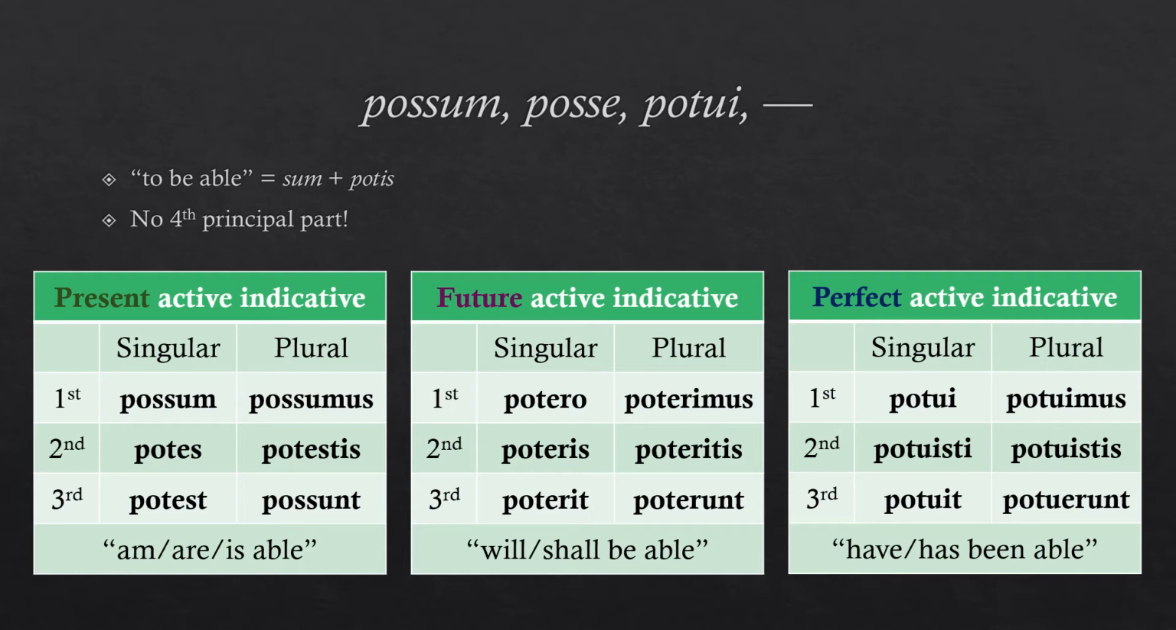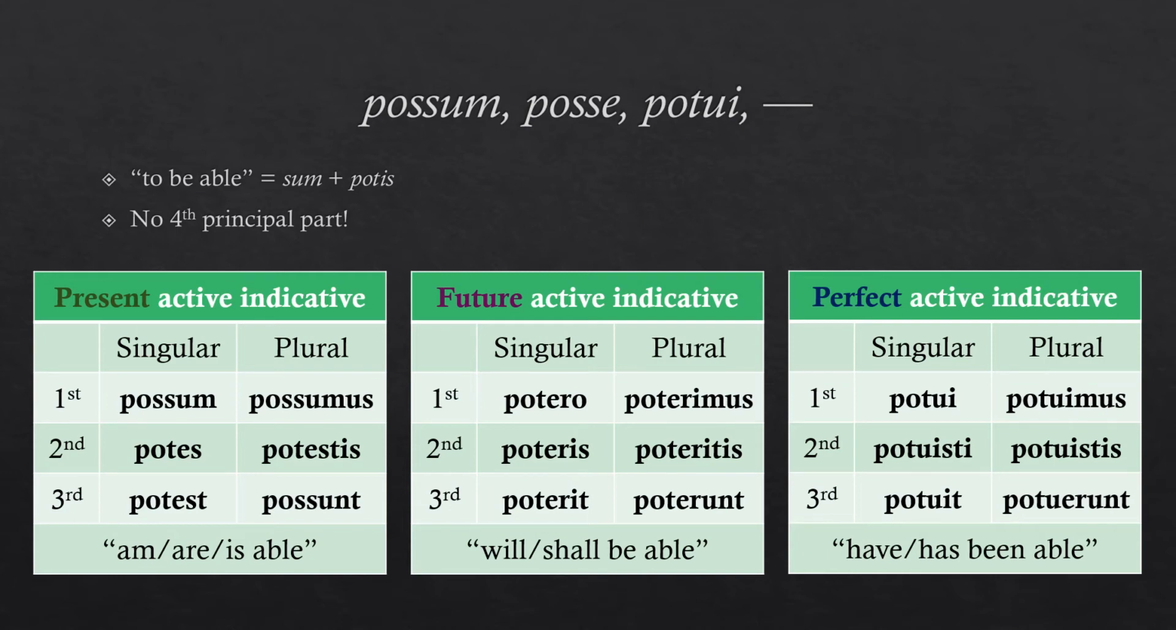Let's take a look at possum conjugated in the present, future, and perfect active indicative. Possum, potes, potest, possumus, potestis, possunt. Potero, poteris, poterit, poterimus, poteritis, poterunt. Potui, potuisti, potuit, potuimus, potuistis, potuerunt. Just like sum, possum is perfectly regular in the perfect active indicative.